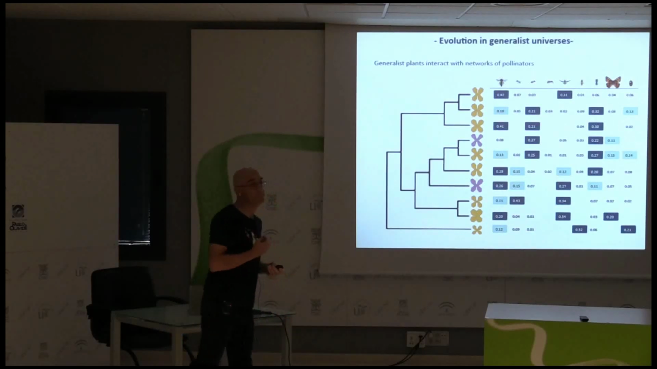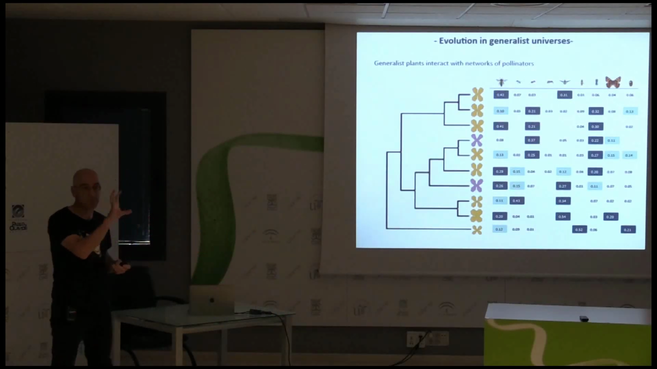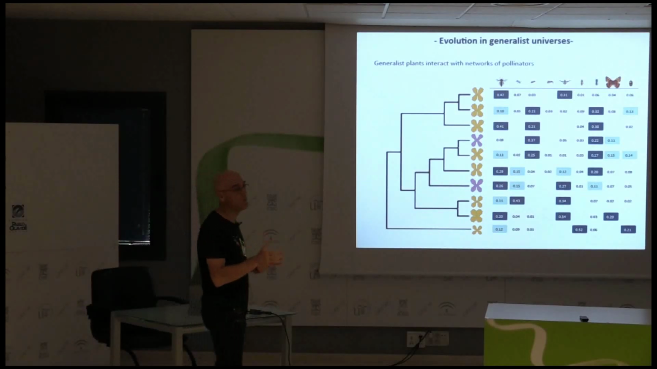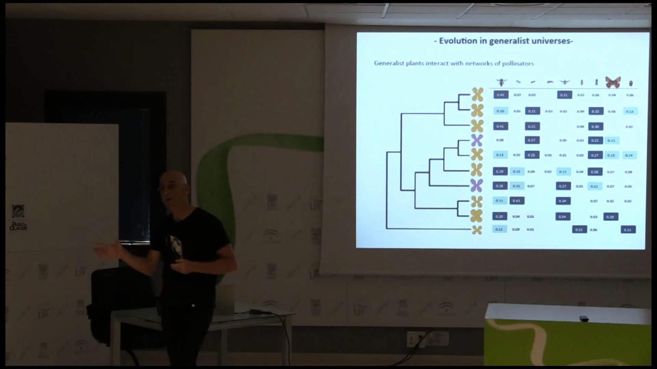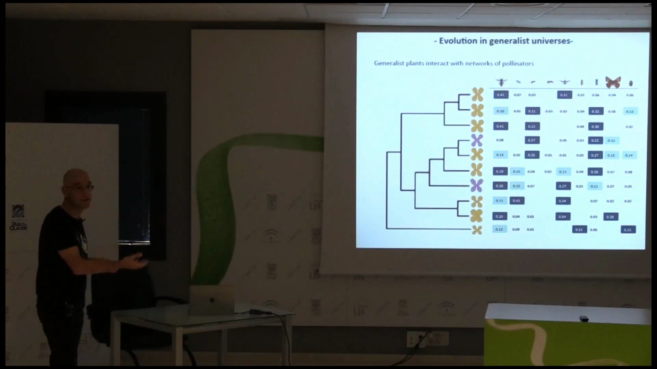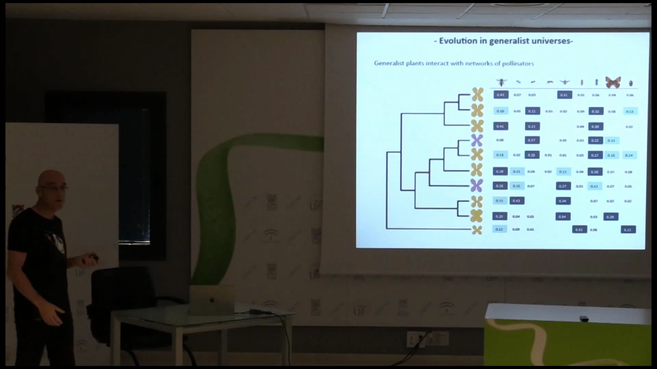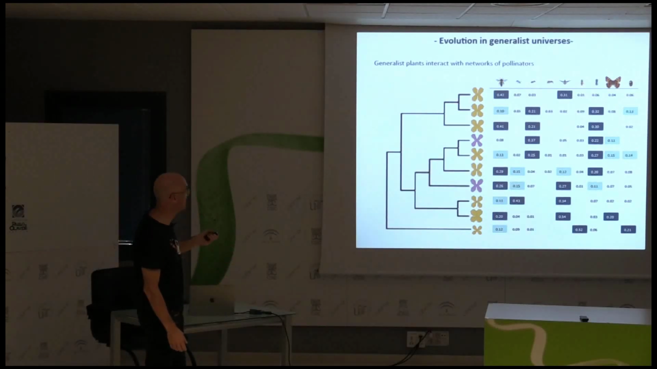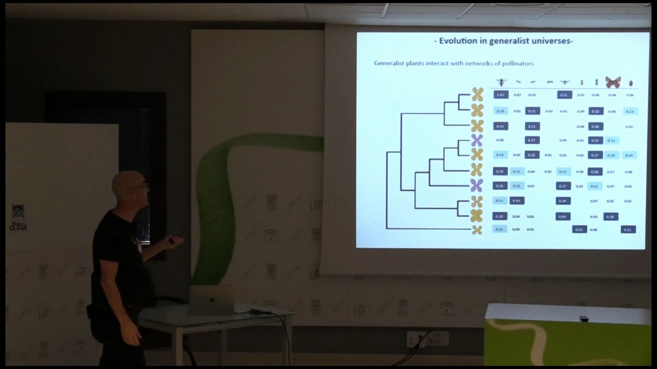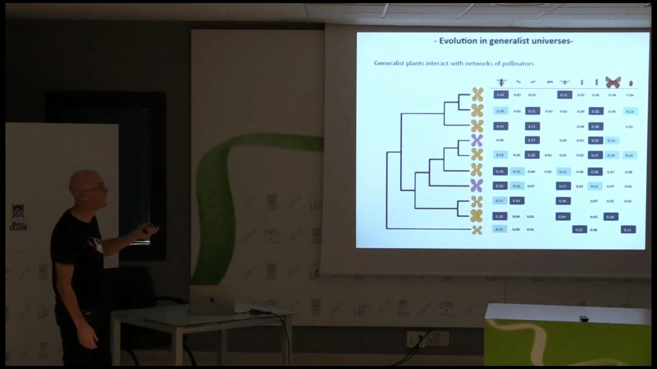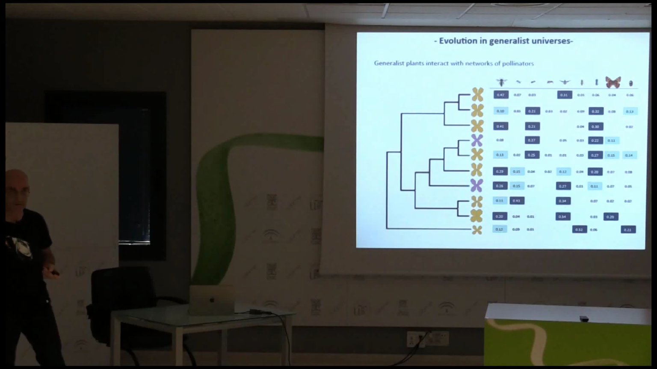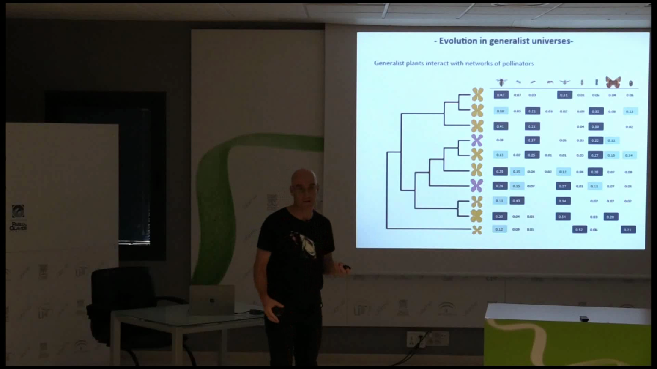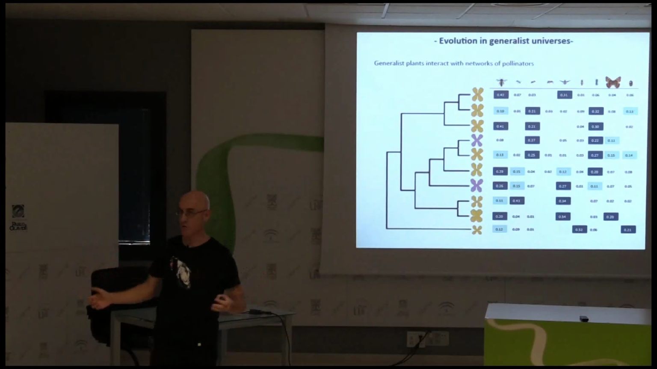Well, the first thing we realize when we observe a generalist system is that generalist plants are interacting with networks of pollinators, not with single pollinators. This is a real example with one of my favorite plant groups, Erysimum. These are different species of Erysimum. This is the phylogenetic relationship between them, and these are functional groups of pollinators, not species. Here, there are about 500 species of pollinators, grouped in different pollinator groups, okay?